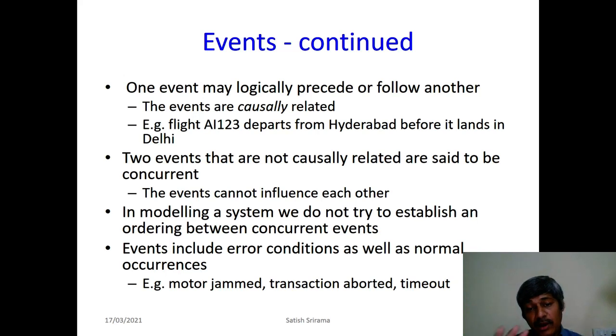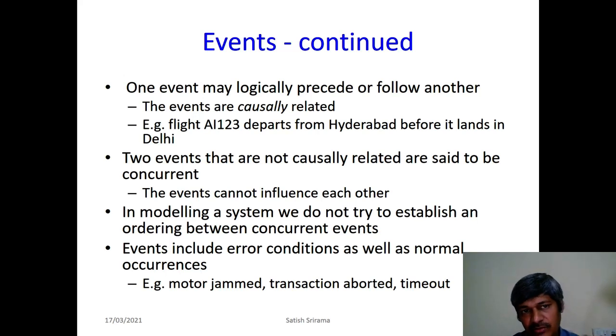In modeling a system, causally related events are modeled in such a way that one event happened and then the next event happened. But in modeling a system, we do not try to establish an ordering between concurrent events. They are not influencing each other, so they can happen at any time. That's a very important difference between causally related and concurrent events.